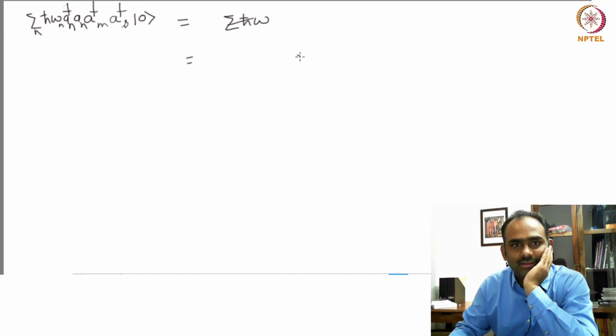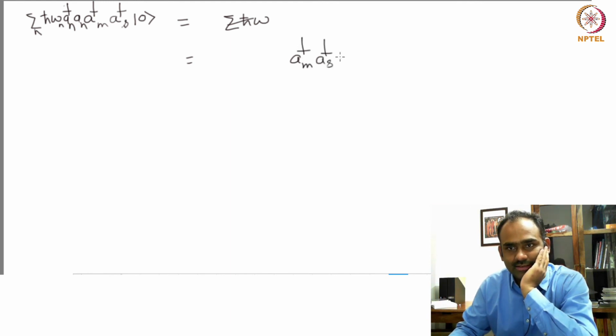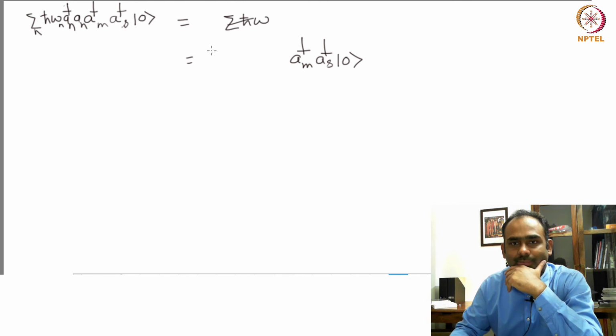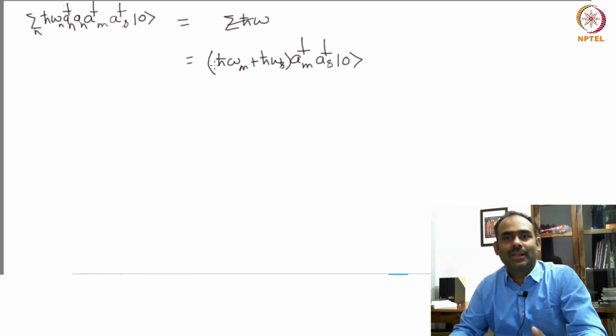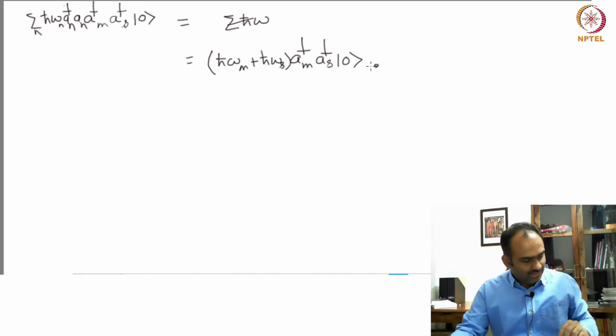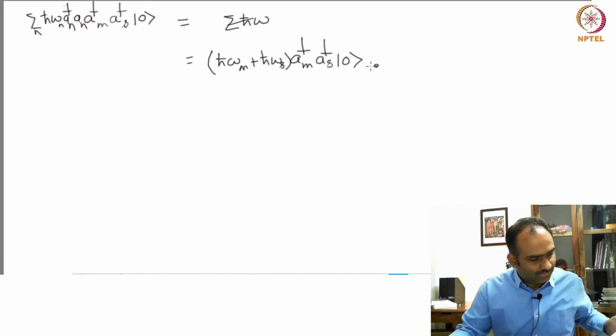You will get that this state is an eigenstate. So you will get a_m dagger a_s dagger acting on ket 0 again. That's something which is going to happen. And then you have h bar omega_m plus h bar omega_s. So it will be just the sum of these two energies. Okay, so that is another thing.